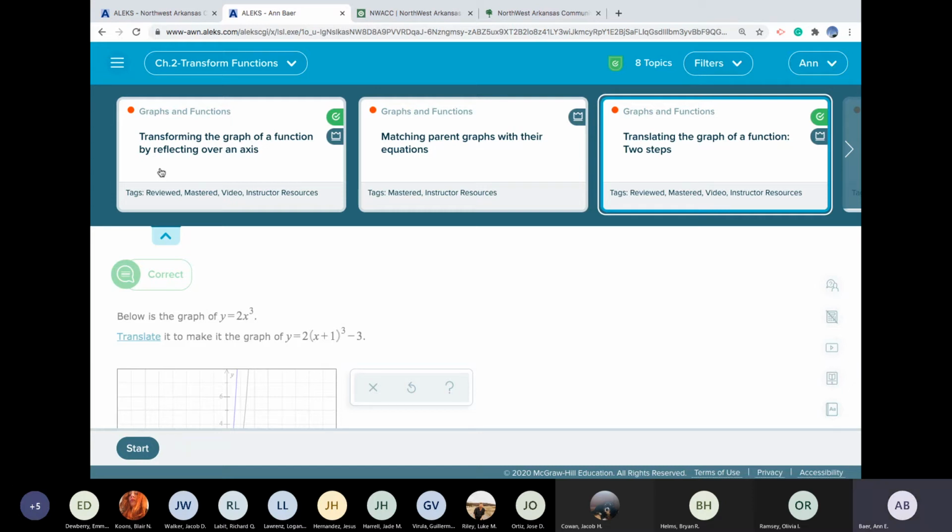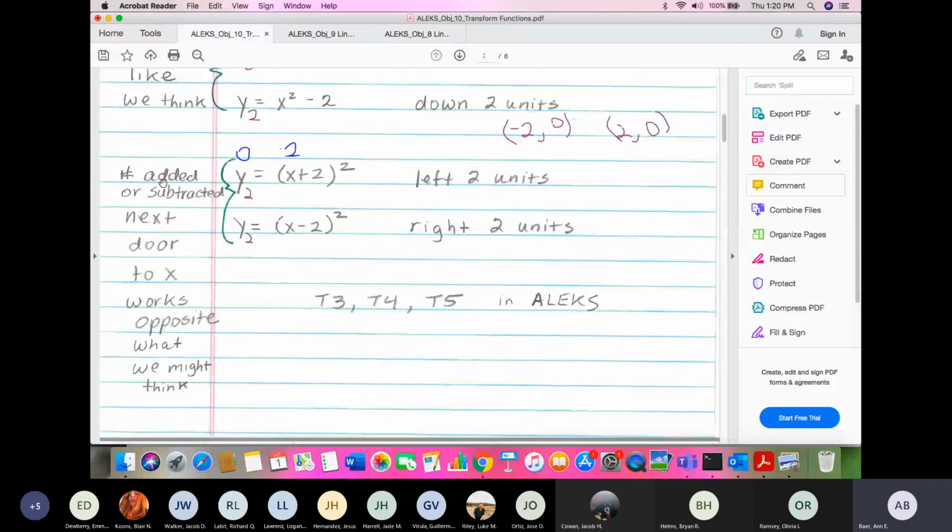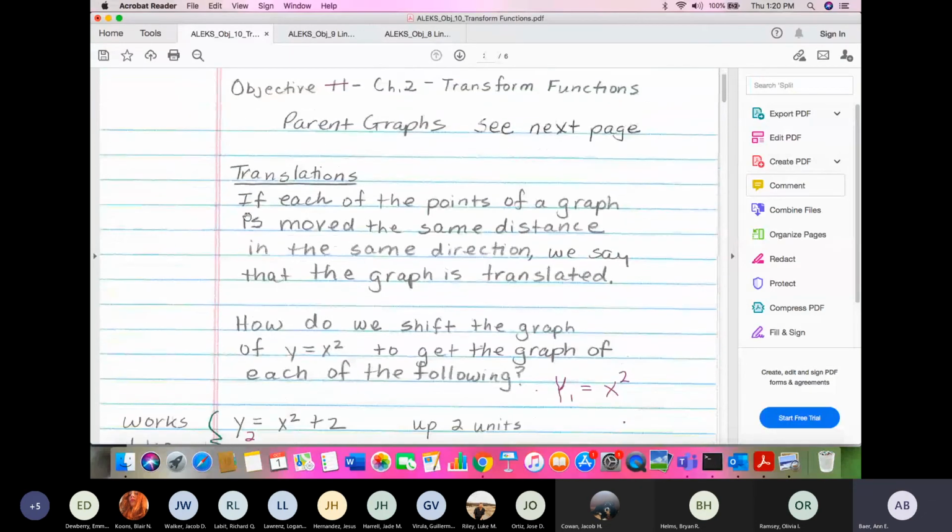So let's just go back here. Let me show you that with translations, if each of the points of a graph is moved the same distance in the same direction, we say the graph is translated. But with reflections, that's not true. So let's take a look.